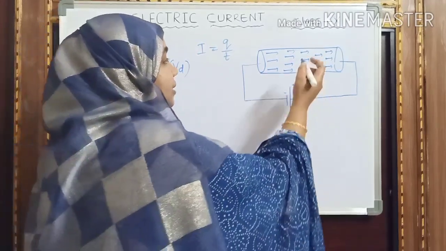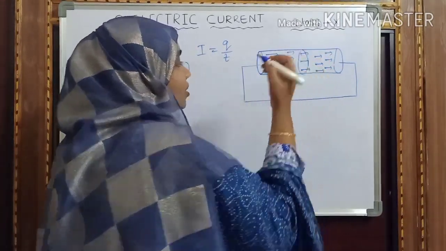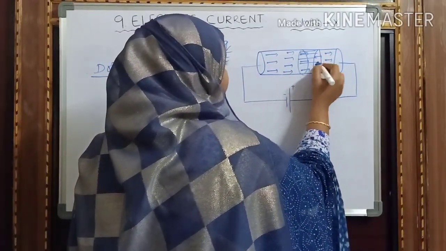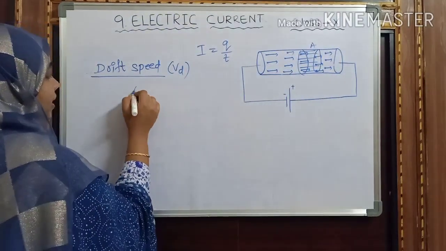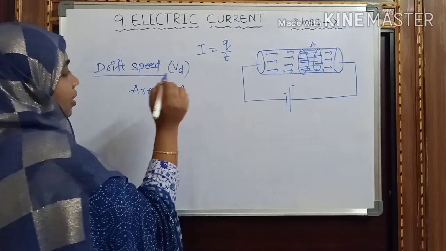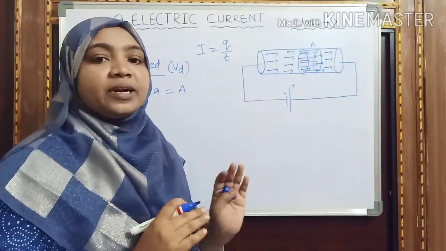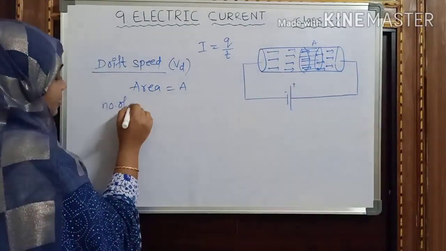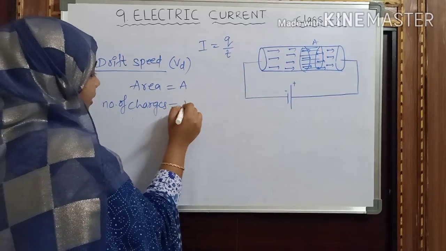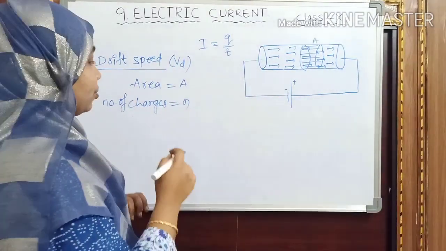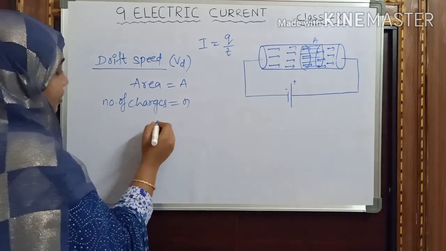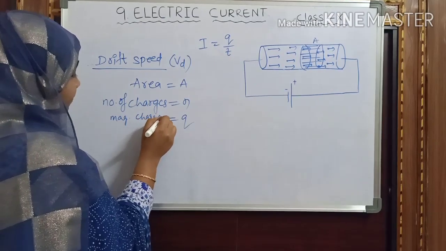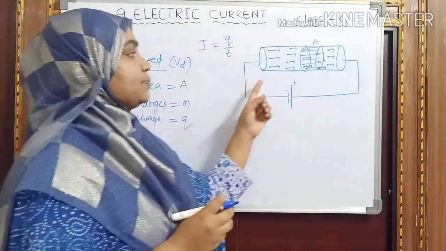So for this, consider any cross section area of this conductor, and this cross section area can be taken as A. Area of this cross section is taken as A, and there are n number of charges in a particular volume of the conductor. So number of charges can be taken as n, and let q be the magnitude of charge of electron.